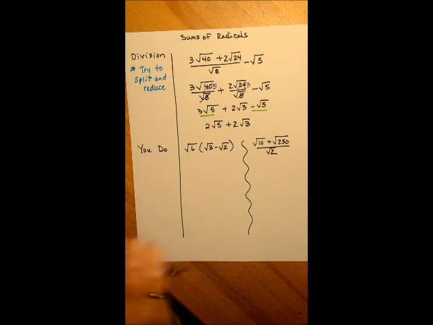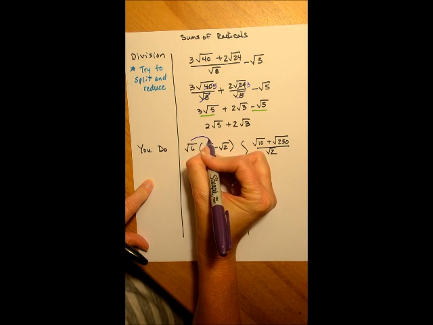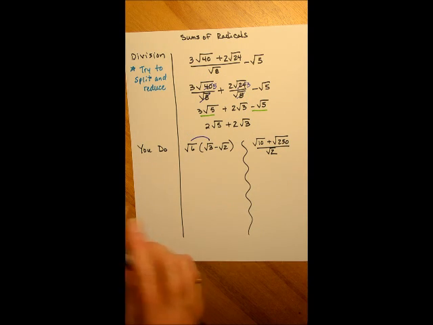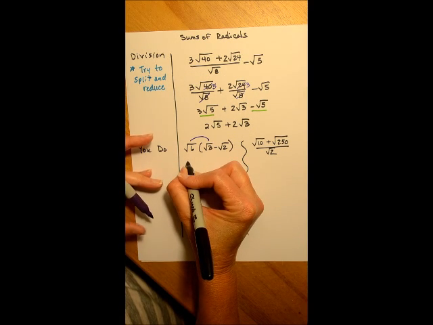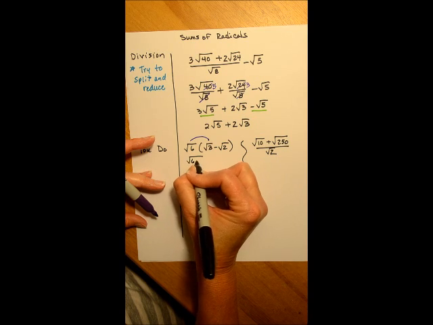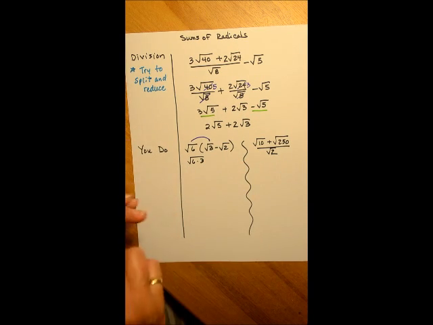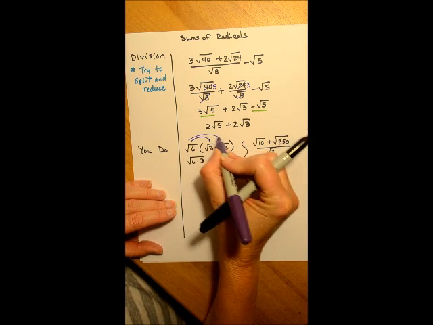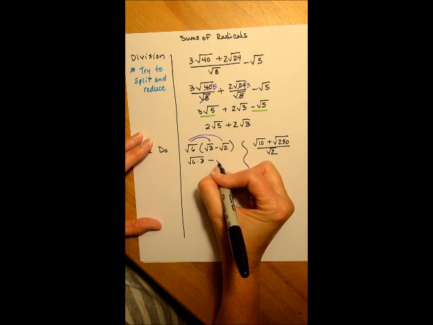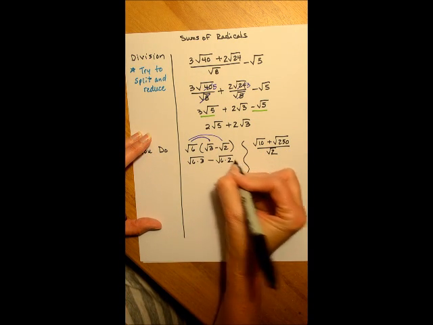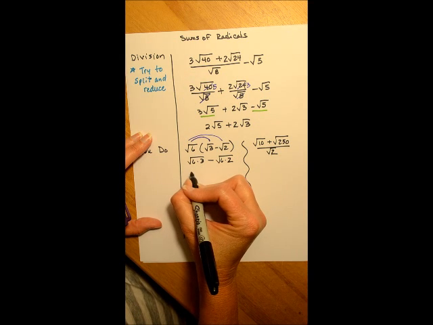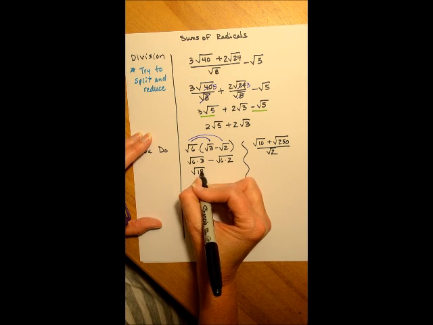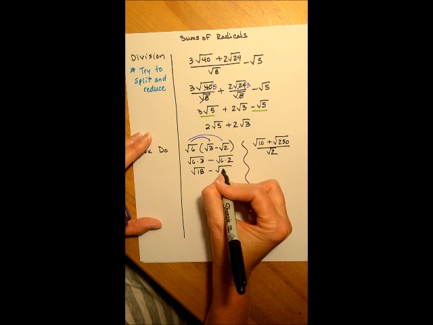Okay, did you try to do them? Or are you just waiting? Don't wait for me. That's not how you learn. I'm going to distribute. I'm going to have square root 6 times square root 3. They're both under the radical sign, so I can multiply them together. I have square root 6 times square root 2. 6 times 3 is 18, so square root 18 minus square root 12.